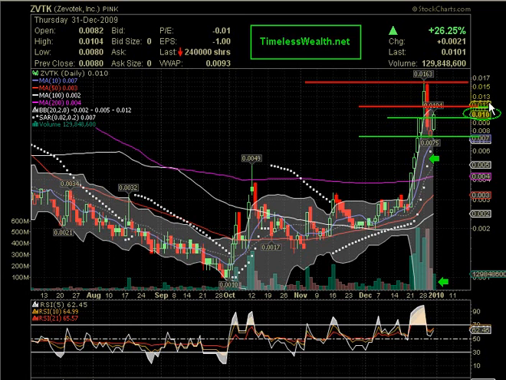So this would be the resistance level I'm talking about, 1 2/10 of a cent, followed by the 1 6/10 of a cent. In the event the market appreciates past 1 6/10 of a cent, the next key resistance level is not until 2 cents per share.